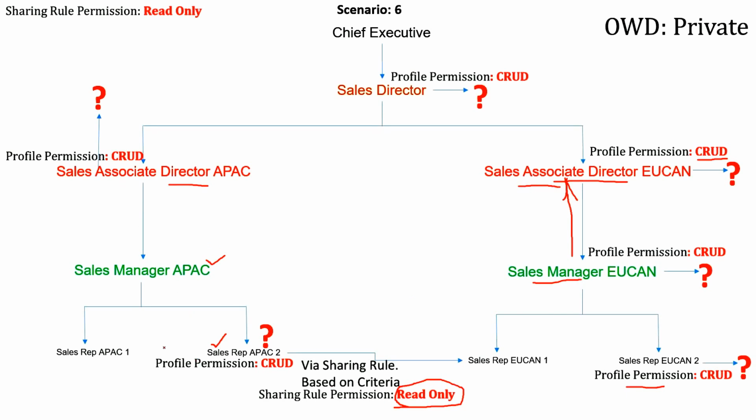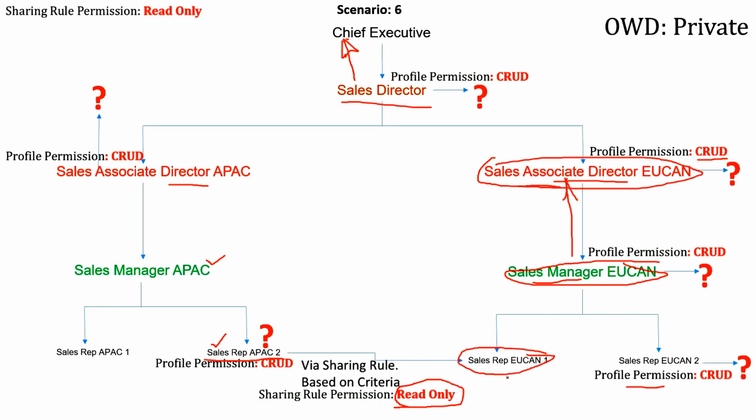So the record created by this sales rep user can be edited and modified by its manager, and above the manager, and above that manager. But it will have read-only permission for this user. This will not be accessible by this user.